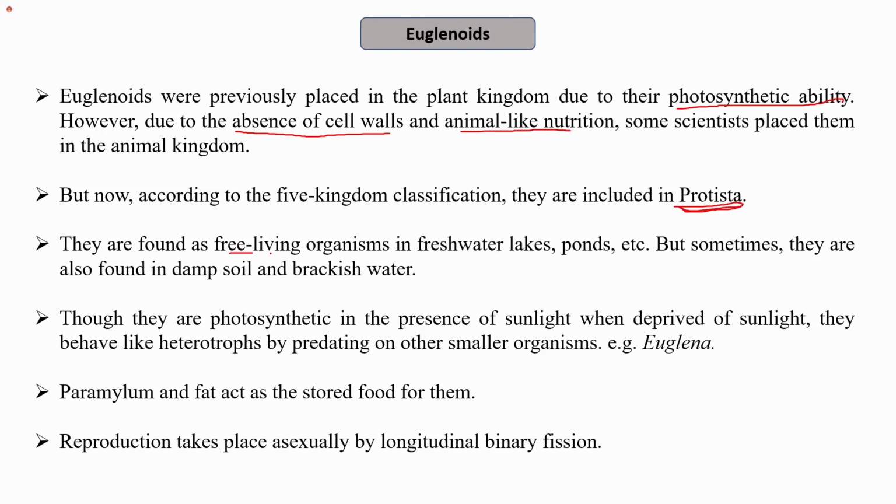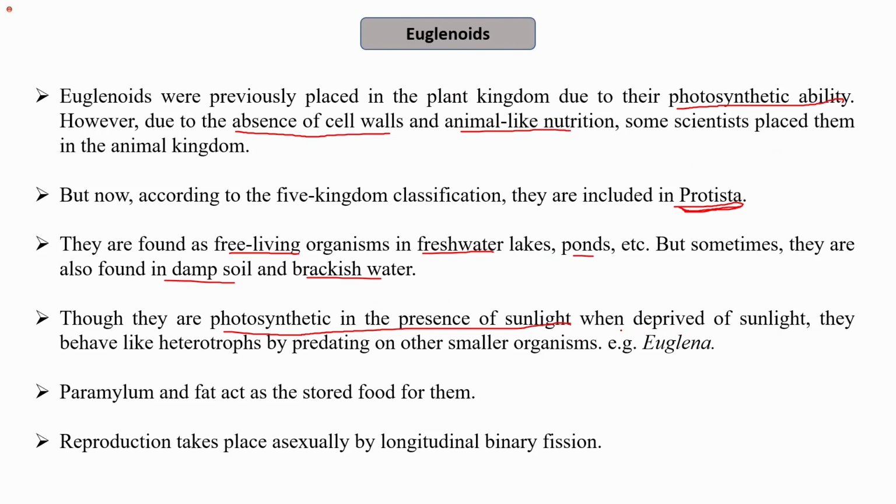They are free-living organisms in freshwater lakes, ponds, etc. But sometimes they are also found in damp soil and brackish water. As I mentioned, Protista are found in varied habitats. So euglenoids are present not only in fresh water or ponds, but sometimes also in damp soil and brackish water. These organisms are photosynthetic in the presence of sunlight. Due to their photosynthetic ability, they are able to produce their own food.